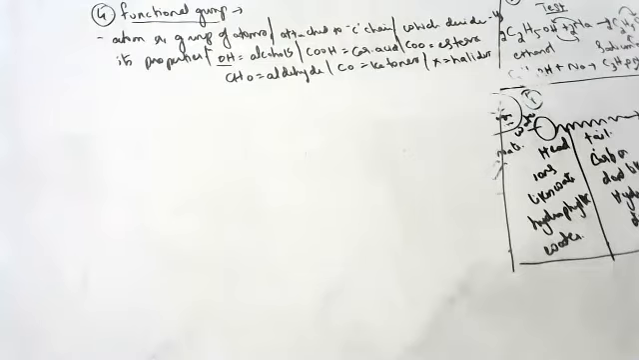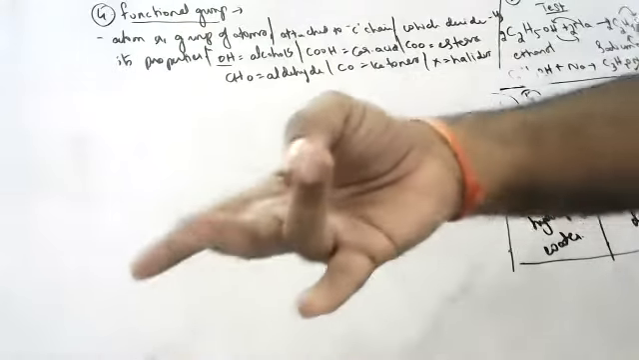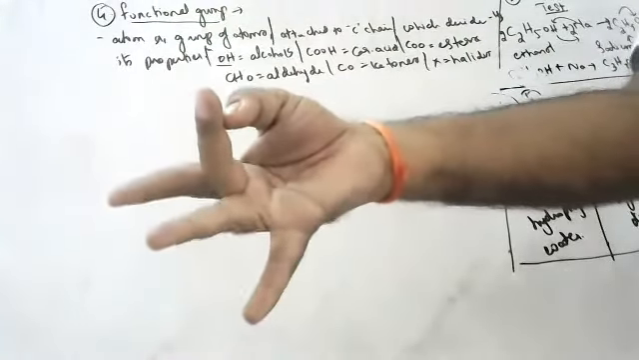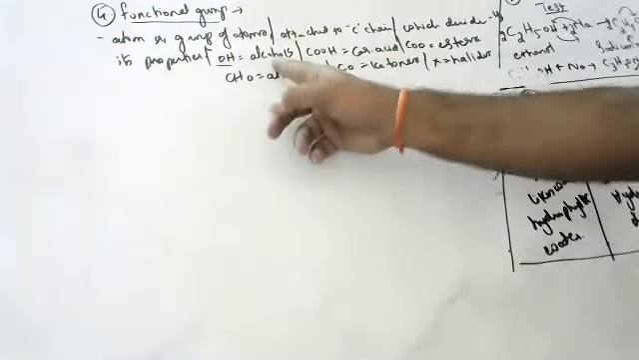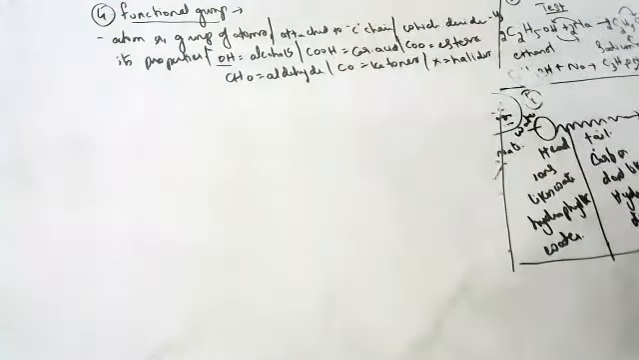So you should remember, children, an atom or group of atoms attached to a carbon chain decides its properties. OH with alcohol, COOH with carboxylic acid, COO with ester, CHO with aldehyde, CO with ketones, X with halides. Okay, children, X means halides. I hope you are able to understand. OH means what? Alcohol. COOH means what? Carboxylic acid. COO, ester; CHO, aldehyde; CO, ketones; X, halides.